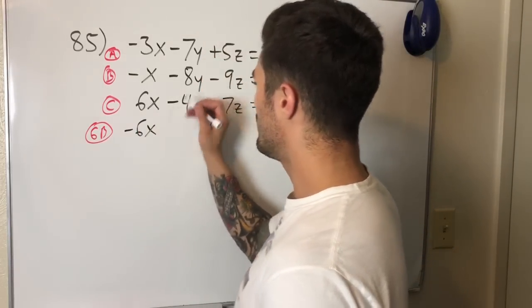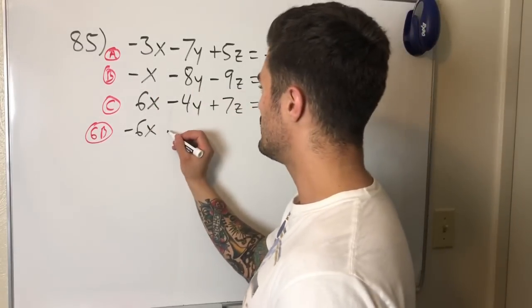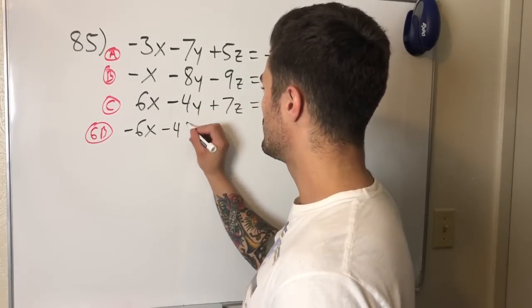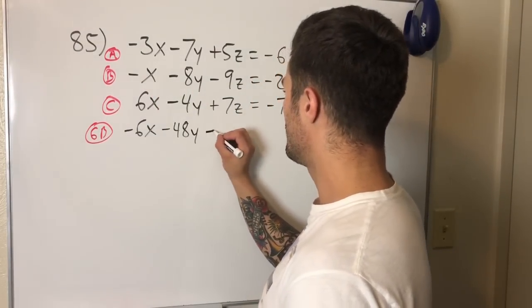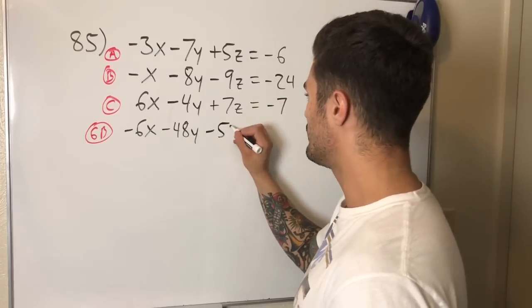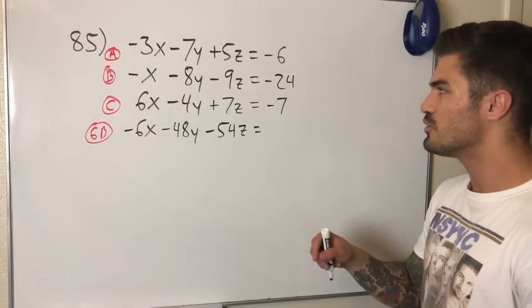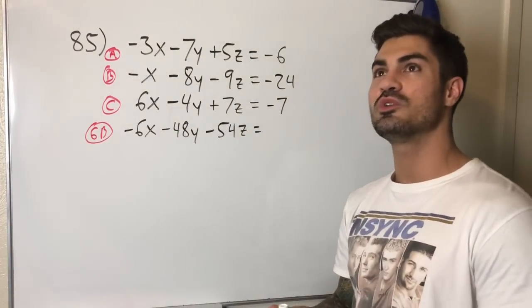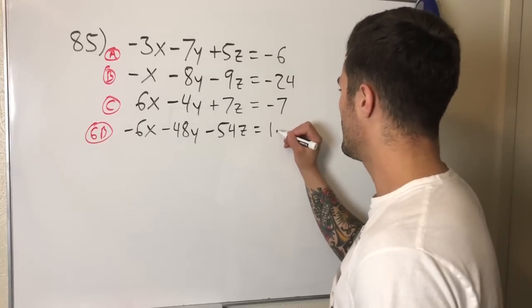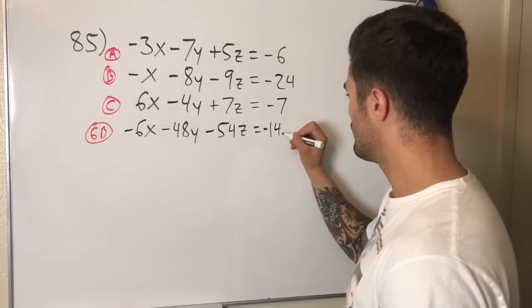-6x. Let's see, 6 times 8 is 48, so that's a -48. Minus, that's going to be 54z. Everything's getting multiplied by 6. 24 times 6, what is that? 120, 144? Yeah, -144. Cool.